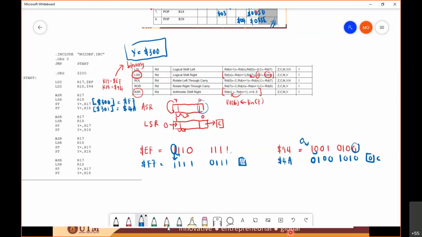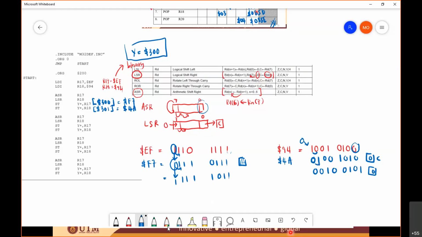Okay, and then you do ASR R17. So do it once more. This one, copy and then shift to the right by 1 bit. Okay, what about this one here? Same as before. Zero goes into bit 7 and then you shift to the right by 1 bit. So 0 1, 0 1, and then the 0 will go to your C and find out what is the value.